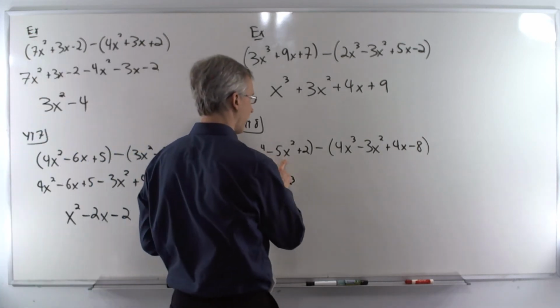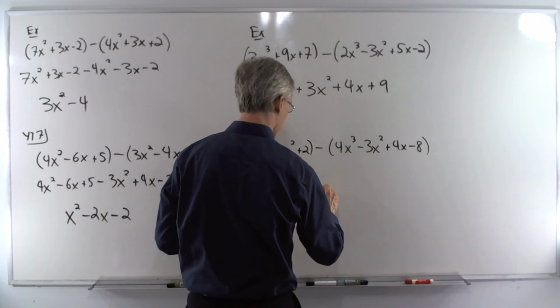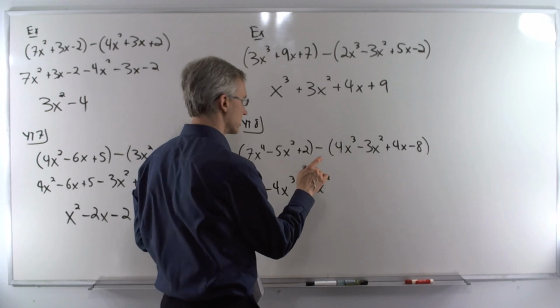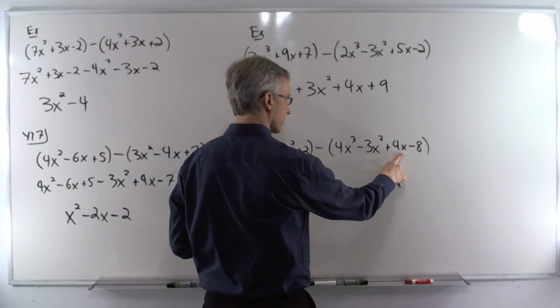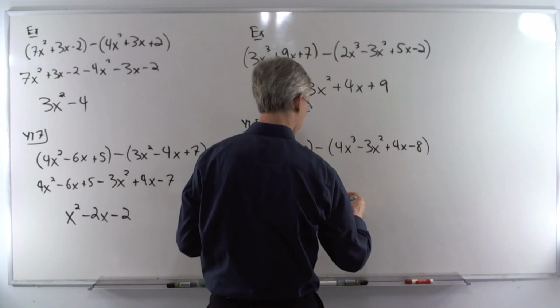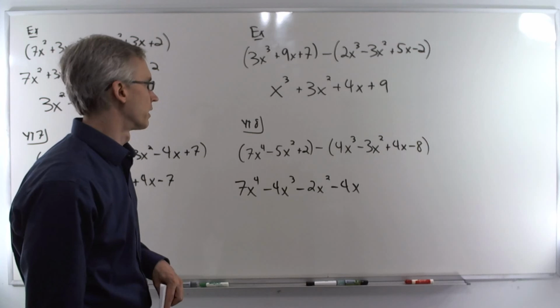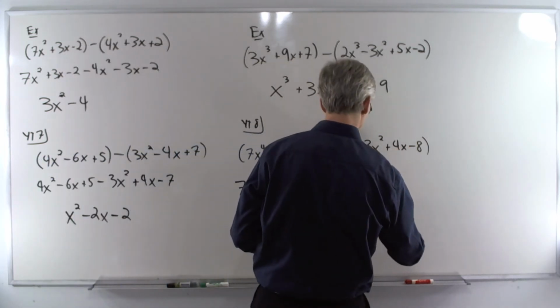We got negative 5 minus negative 3, that's the same as negative 5 plus 3. So minus 2x squared. And then the constants, nope, x terms. We have no x's here, but we do have this 4 here, so we're subtracting 4. 0 minus 4 is negative 4. So negative 4x. And then we've got 2 minus negative 8, which is 2 plus 8, or 10.